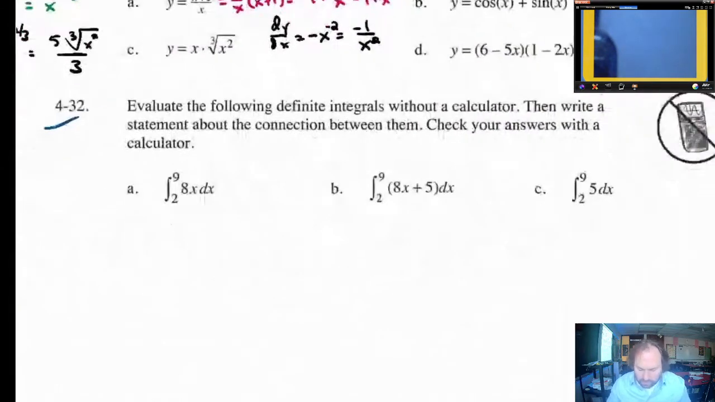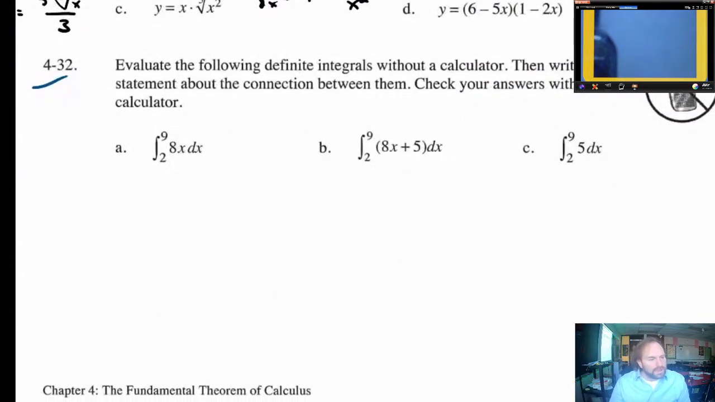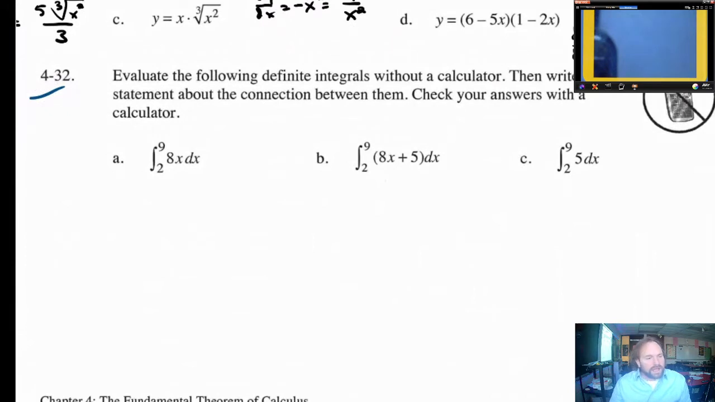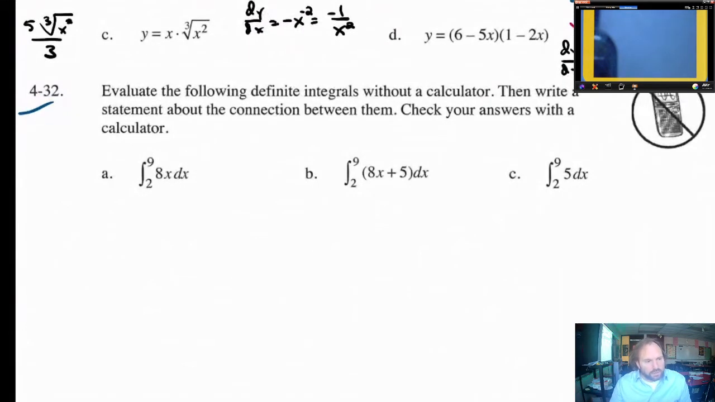Okay, here's some stuff we're going to do today in class, 432. Evaluate the following integrals without a calculator and then write a statement about the connection between them. Check your answers with a calculator. We'll be doing that too.